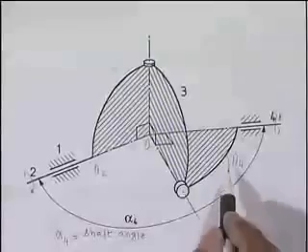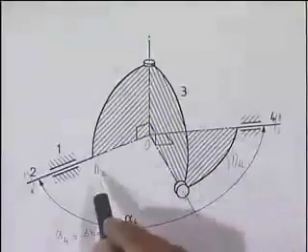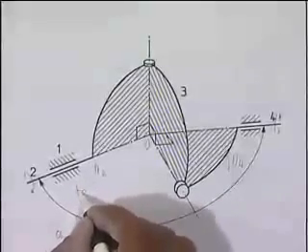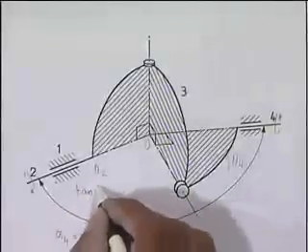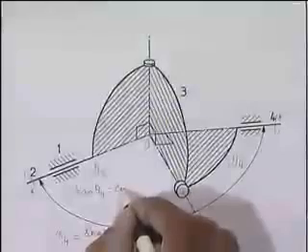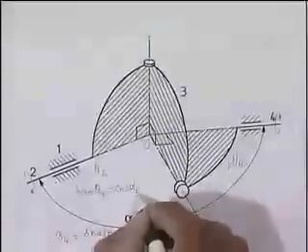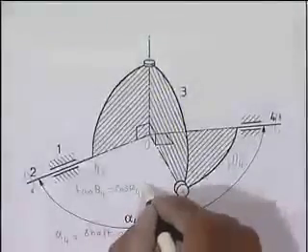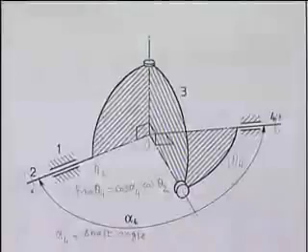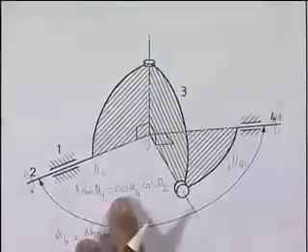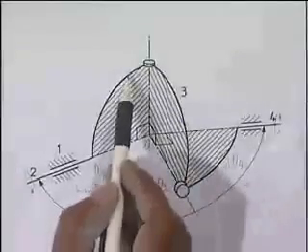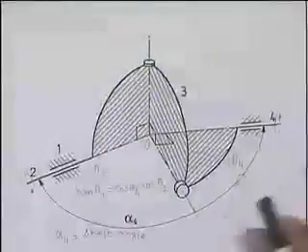It can be shown that the relationship between theta 4 and theta 2 can be expressed by the expression: tan theta 4 will be cosine of the shaft angle alpha 4 into cotangent, cot of theta 2. So tan theta 4 is cos alpha 4 into cot theta 2. Theta 2 is measured this way and theta 4 is measured this way.